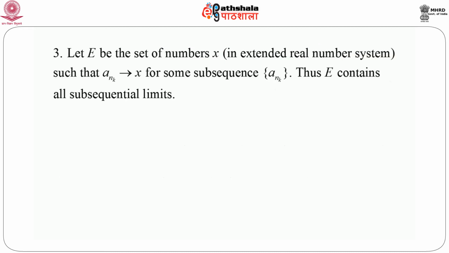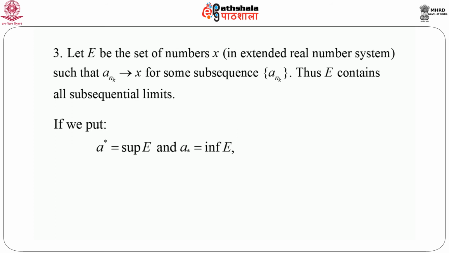So, let us consider a set E which is a set of numbers x. Now, remember this x can be plus or minus infinity, so we take this x in the extended real number system such that a_(n_k) goes to x for some subsequence a_(n_k). Now, remember we have already defined what is the meaning of subsequence. So, for some subsequence, a_(n_k) goes to x as n_k goes to infinity. So, consider all such x values, that means all such subsequences for which we can get some x where that subsequence converges, and let us say this E contains all these subsequential limits, that means all these x values. Remember again, this x can take plus infinity or minus infinity.